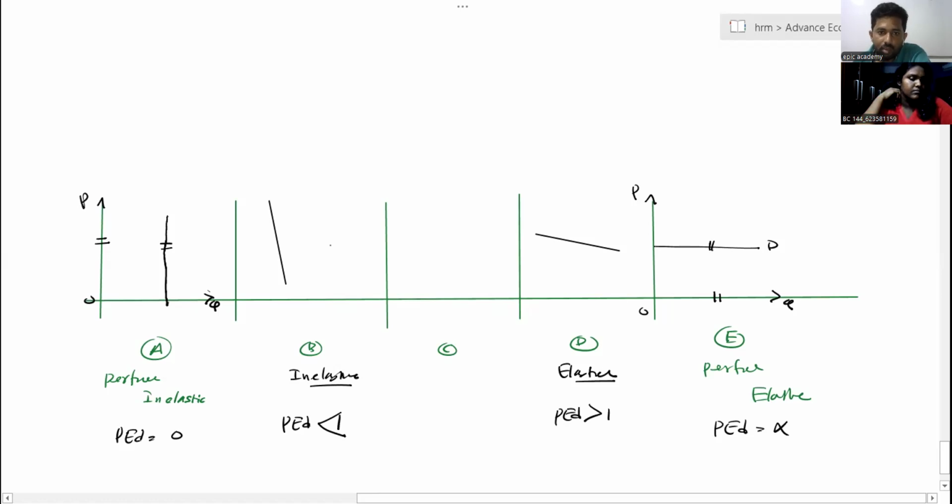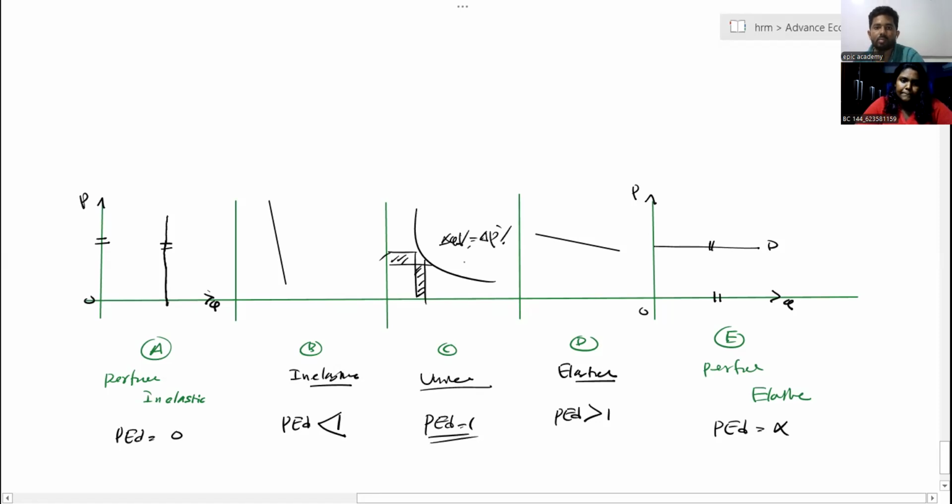Okay, the shape also. And this is unitary elastic. PED equals 1. The percentage change in price is always equal to the percentage change in quantity demanded. Always delta QD percentage equals delta P percentage. That is why it becomes 1. So this is the elasticity of demand.